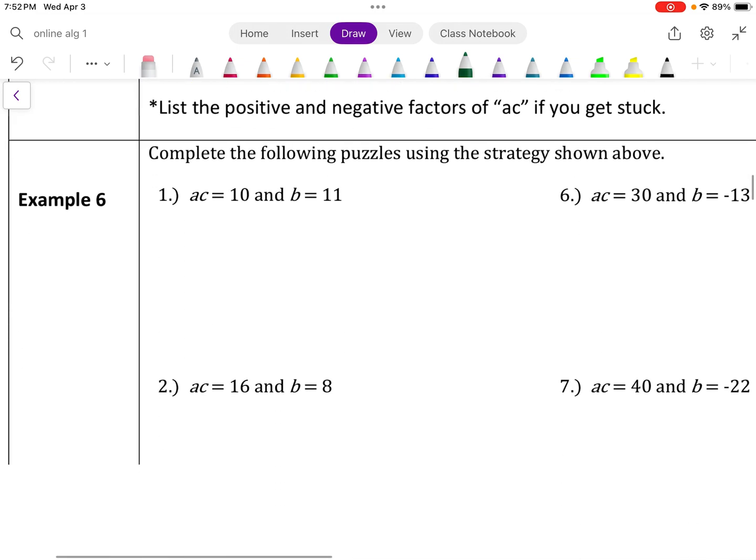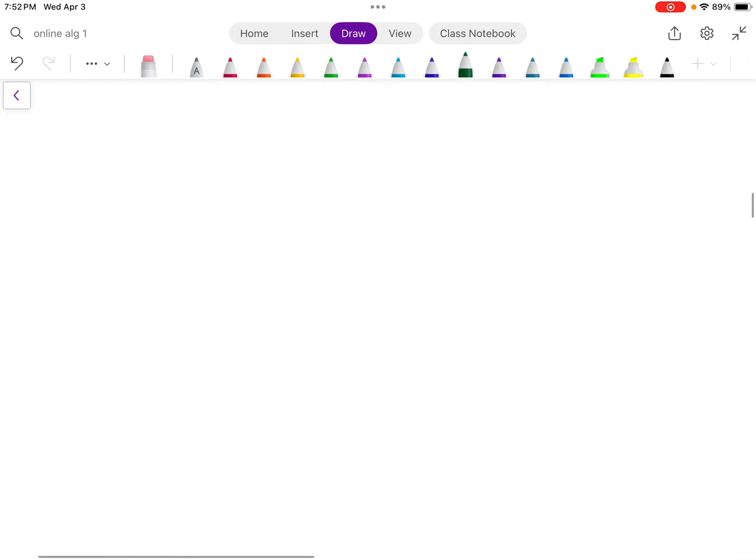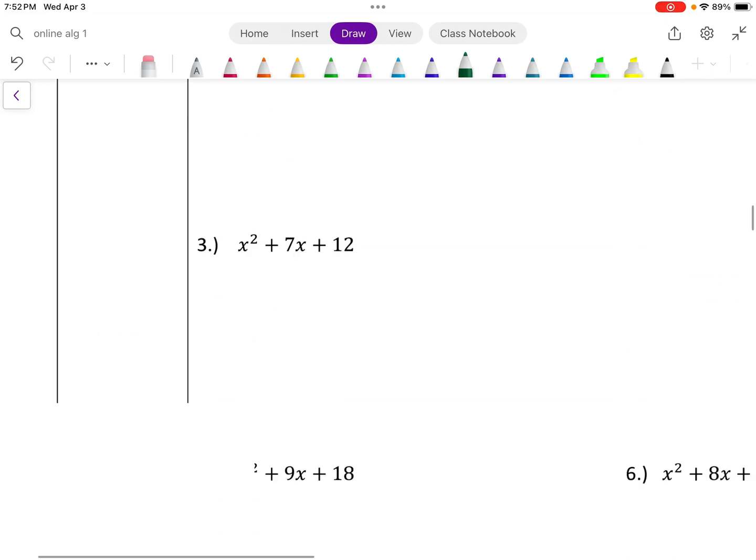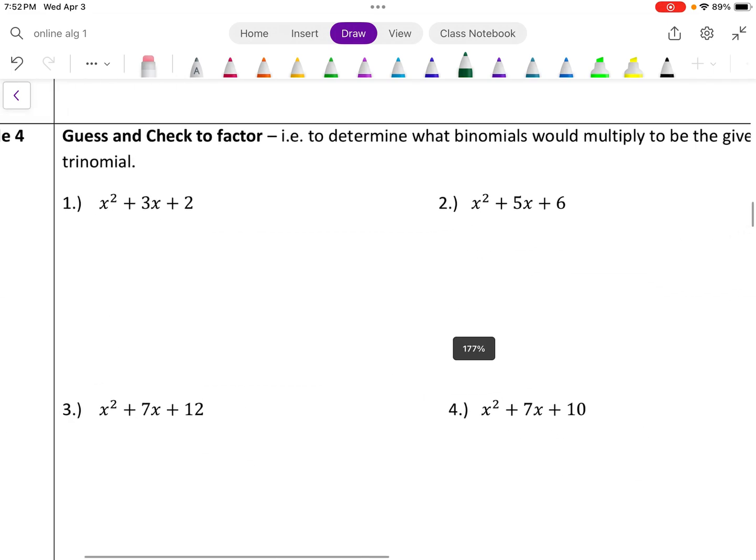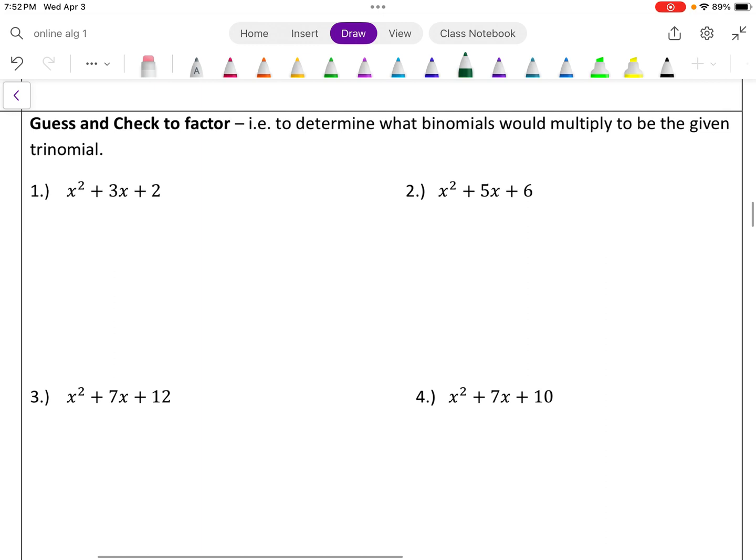Let's do some more problems. So this is called a guess and check method, which again is just figuring out what binomials we have to multiply to get the given trinomial. So our answer is always going to be in this form. So I'm going to draw my two parentheses because that's what my answer should look like. x squared plus 3x plus 2.